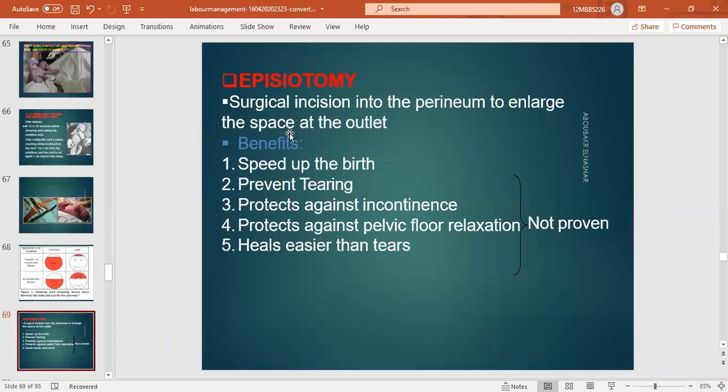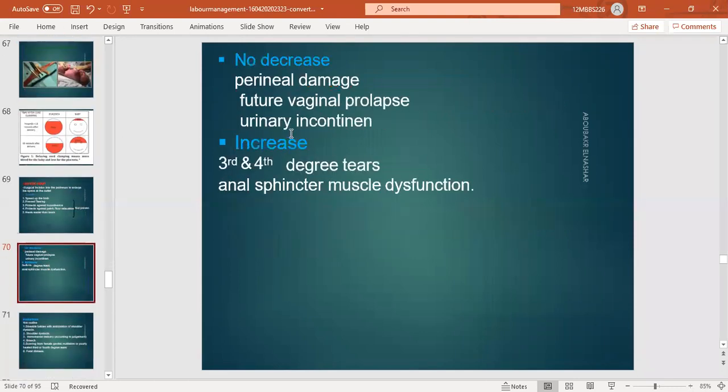Now the episiotomy. What is the episiotomy? It is a surgical incision given in the perineum to enlarge the introitus, but it does not enlarge any bony outlet or anything else. It just enlarges the introitus. The benefits are that it speeds up the birth, prevents irregular tearing which can occur as third or fourth degree perineal tear, protects against incontinence and pelvic floor relaxation, and heals more easily than a tear. Irregular tears, who knows where they will go. So it's better to do that.